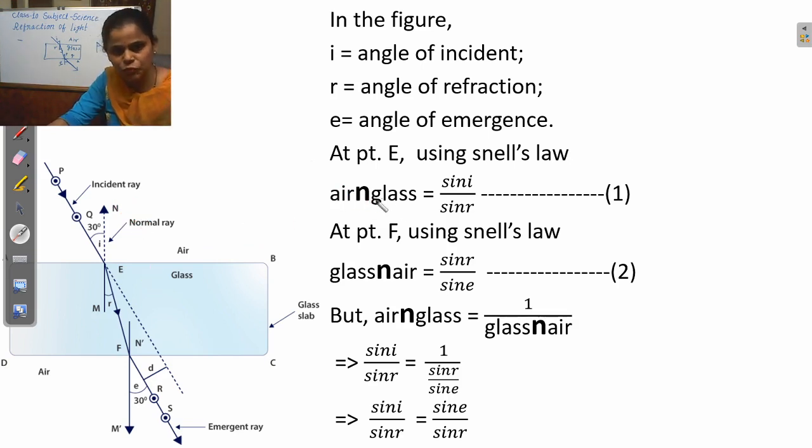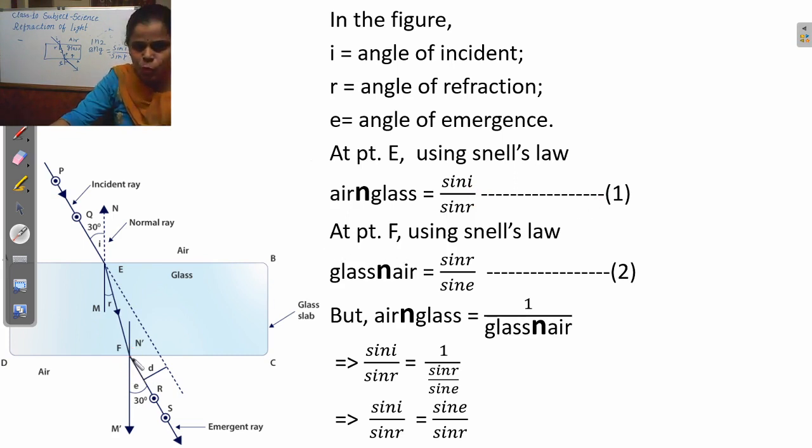So the refractive index of glass with respect to air is equal to sin I upon sin R. This is denoted by 1 and 2, or air and glass. If we consider A for air and G for glass, then AG is equal to sin I upon sin R, because this is the angle of incidence and this is the angle of refraction. We know this Snell's law. Give this as equation number 1.